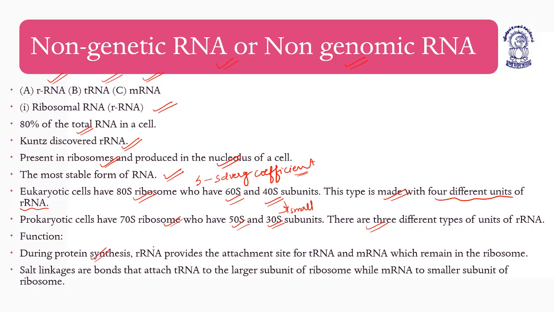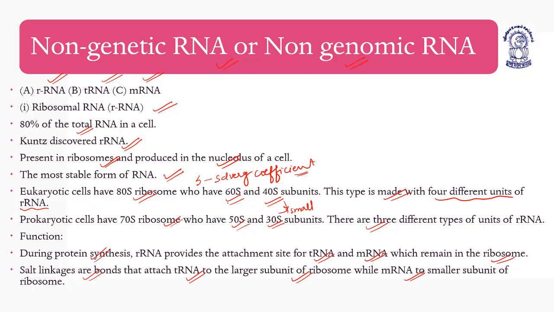Function: they help in protein synthesis. rRNA provides the attachment site for transfer RNA and messenger RNA in the ribosome. Salt linkages are the bonds that attach transfer RNA to the larger subunit of the ribosome, while the mRNA attaches to the smaller subunit. So the ribosome is a site for the attachment of both transfer RNA and messenger RNA. Is that understood?